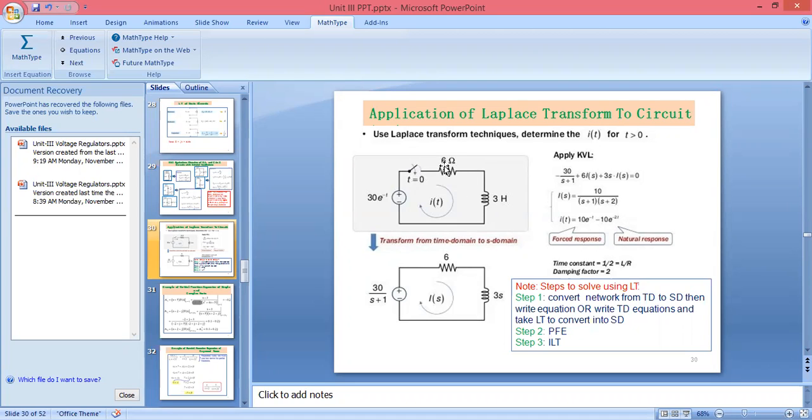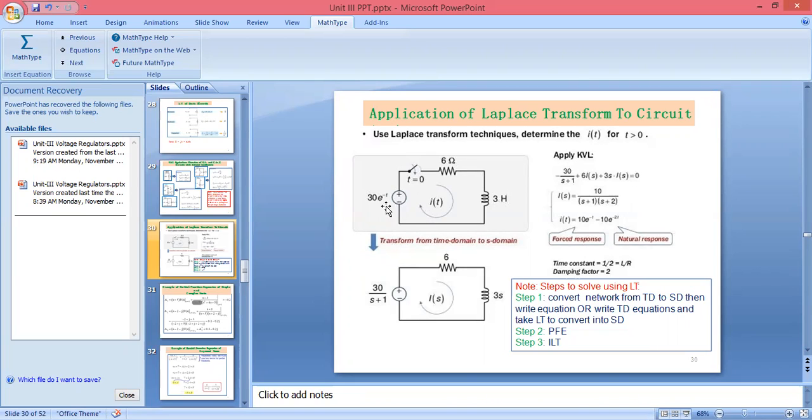We have the values of the resistor and the inductor. We know how to take the resistor: I can take directly 6 into I(s). For the inductor, we can take sL into I(s). But you have been given the value of the inductor L, so as it is L into s I(s), what will we write? 3 into s I(s).